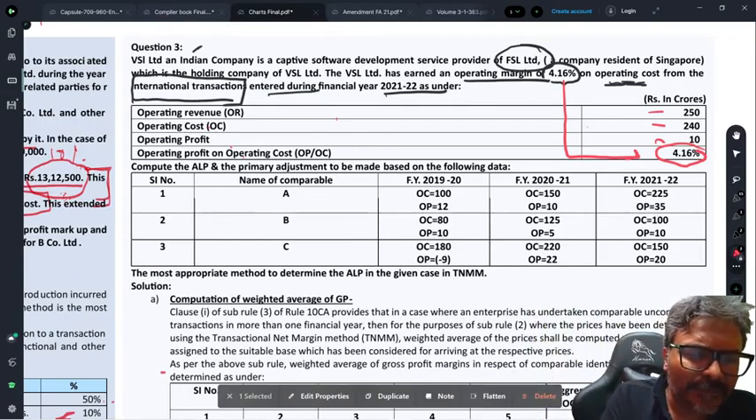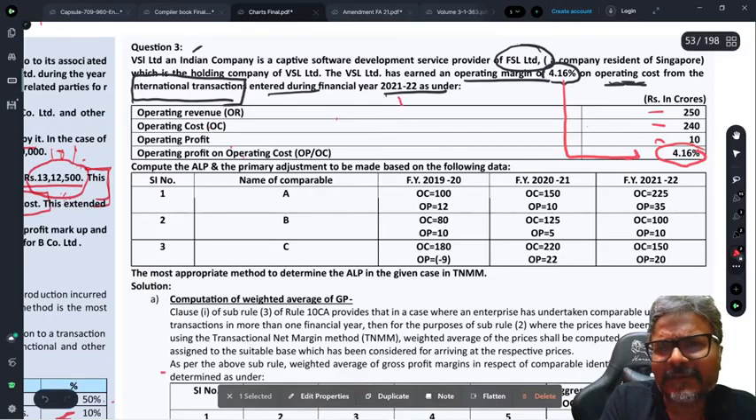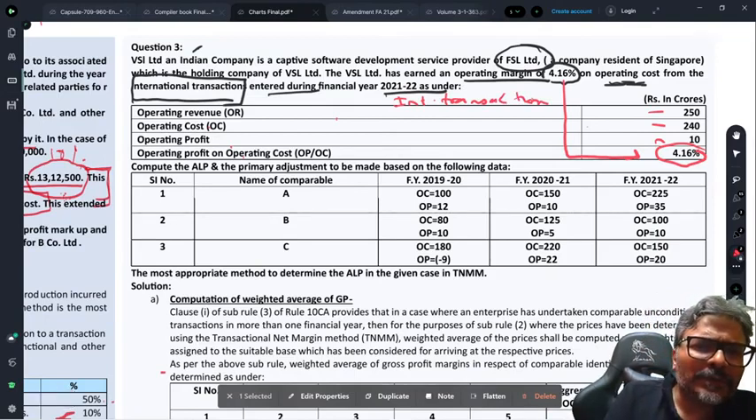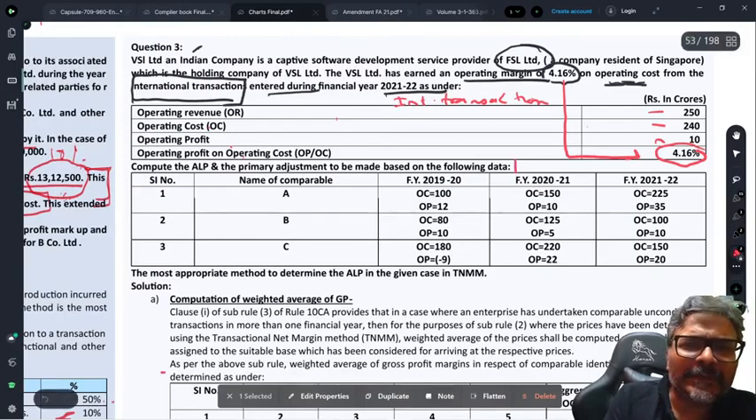Please be very careful, students, that this data is in respect of the international transaction. That is a transaction with your non-resident AE. And who is the non-resident AE? FSL Limited. Now compute the ALP and the primary adjustment to be made on the following data. And what is that, students? The ALP to be computed.